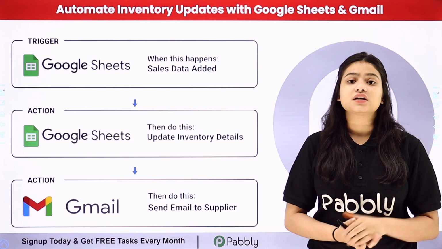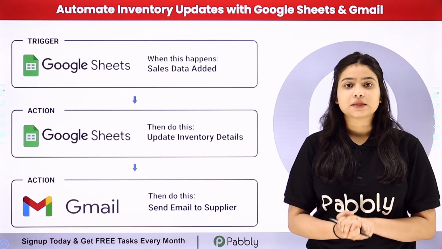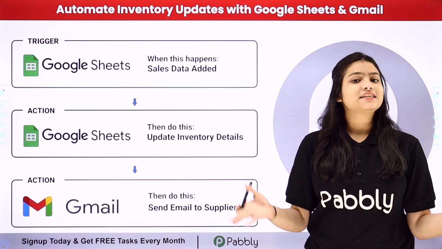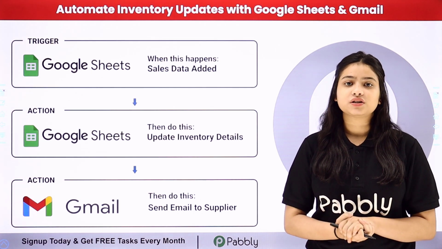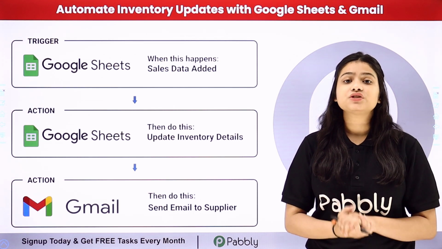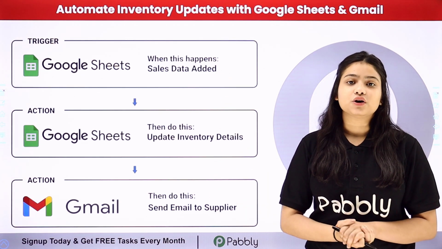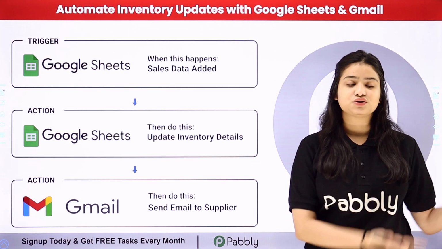And as soon as the products in the inventory sheet go below 10, I want to send an email to the supplier for restocking that same inventory stock. So how are we going to automate this entire process? For this, we are going to use Pabbly Connect, which is an amazing automation and integration software, with the help of which we are going to set up a connection between Google Sheets and Gmail without any coding or programming skills. And to learn this entire automation step by step, let me take you all to my screen.